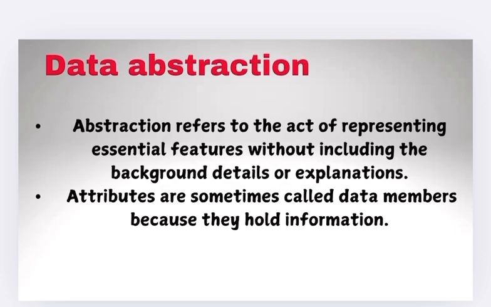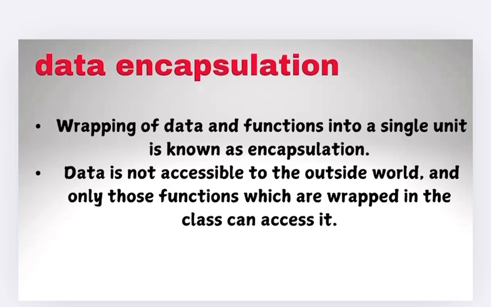The third one, data abstraction. Abstraction refers to the act of representing essential features without including background details or explanation. Attributes are sometimes called data members because they hold information. Data encapsulation. Wrapping of data and functions into a single unit is known as encapsulation. Data is not accessible to the outside world, and only those functions which are wrapped in the class can access it.